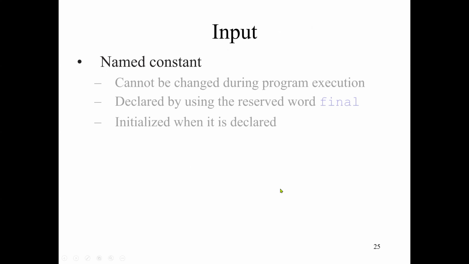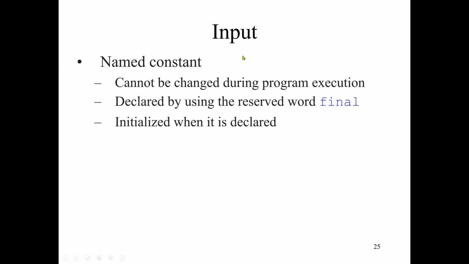So in Java also, we can get an input to perform any operations. Two ways we can get an input. Either we can use the assignment operator or we can use the Scanner class. And there are two types of input. We can have a constant input. So here we say a named constant. In this case, we have to declare the variable as constant using the keyword final. And a constant means the value cannot be changed during the program execution.